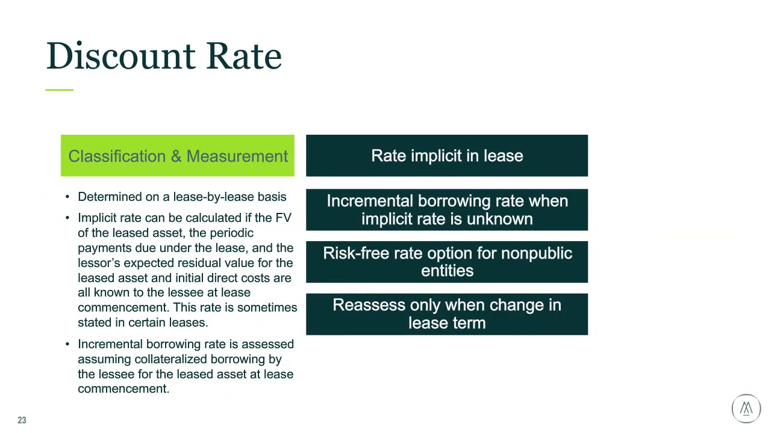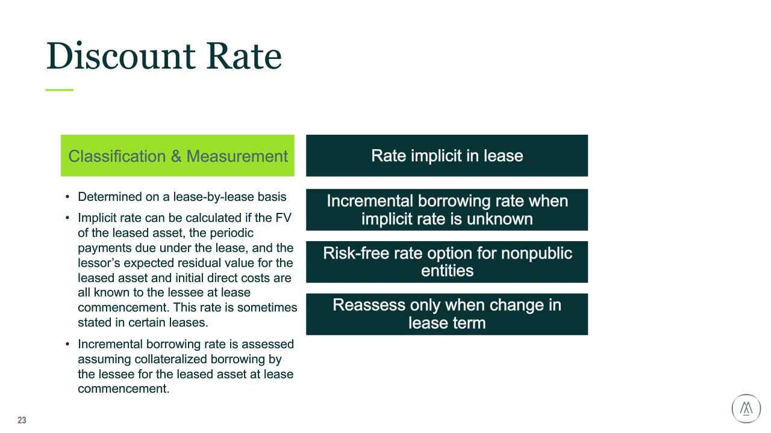Of course, we're discounting everything that we put on the balance sheet down to present value, and so the discount rate is going to be more important than ever before. And it hasn't changed a dramatic amount, but they first off want you to try to use the rate that's implicit in the lease. And some lease documents will actually state what the discount rate is. Oftentimes, if that's not the case, though, and if you've got certain factors like the fair value of the leased asset and the payments and the residual values and the direct costs, if you know all those things, you can actually calculate the implicit value.